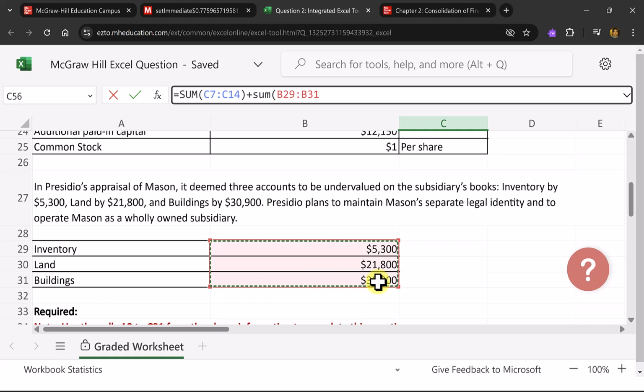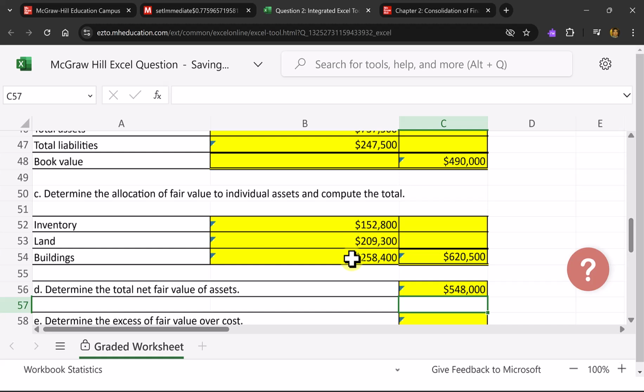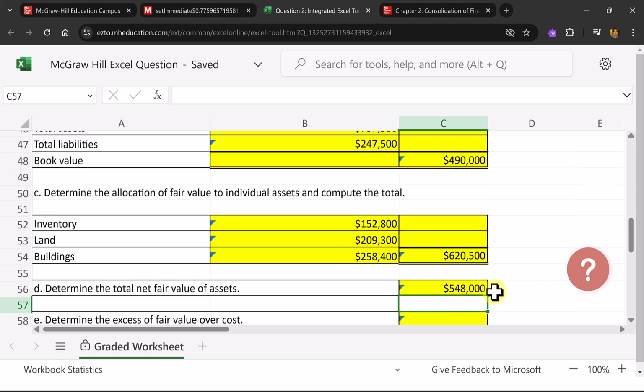Okay, and close paren. So here's the book value, this sum function. And here's the increase in value for the 3 assets, this sum function. Both being added together, yeah? So I enter. So that's the fair value of Mason.